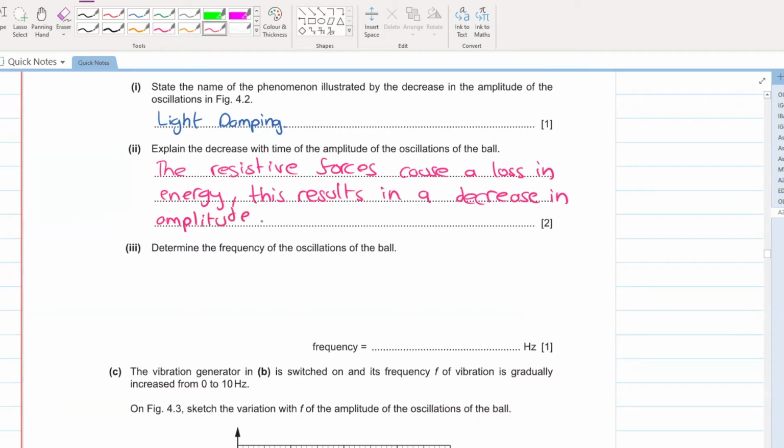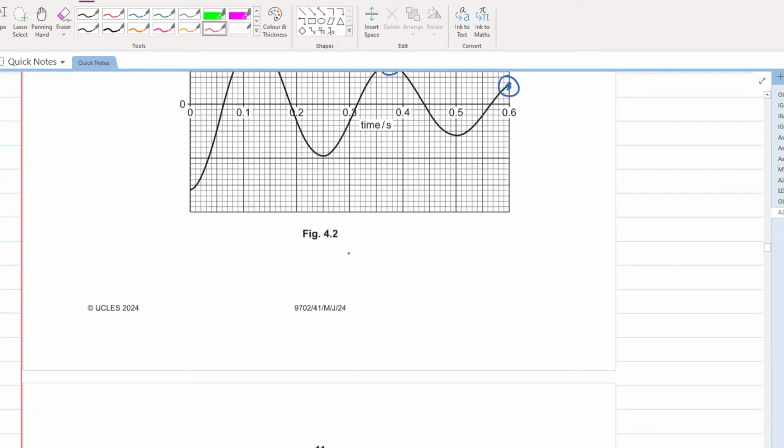Perfect. Nothing complicated here. Determine the frequency of oscillation of the ball. How can we do that? Very, very easy.